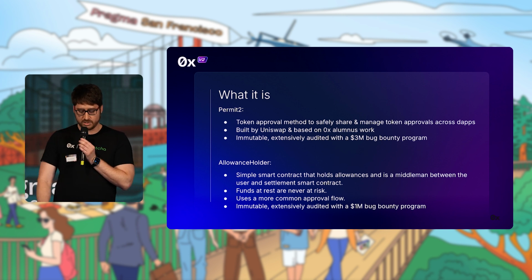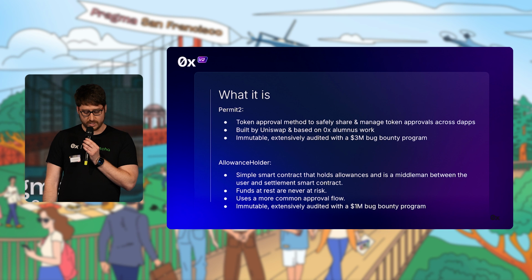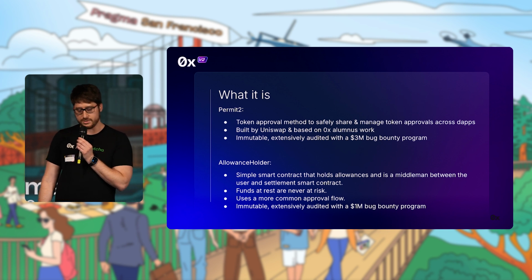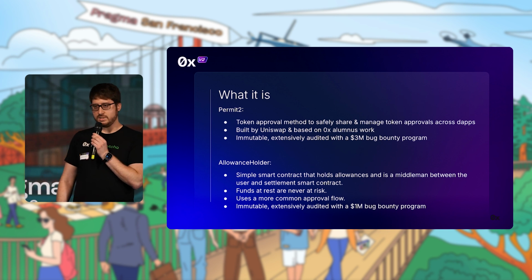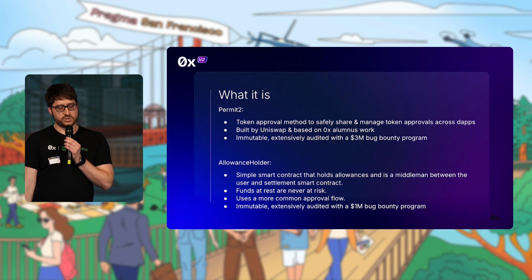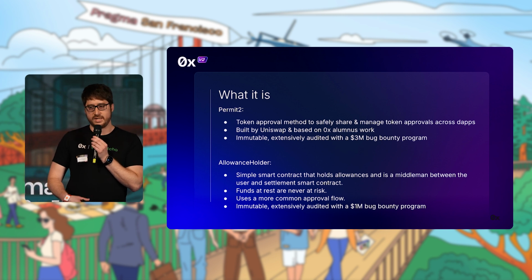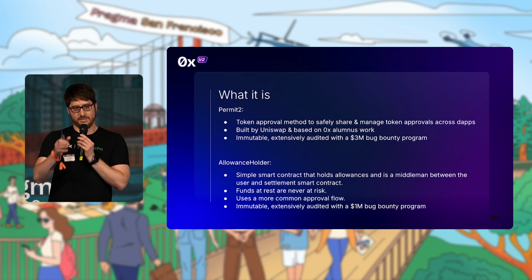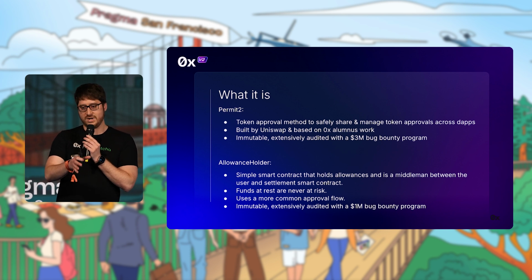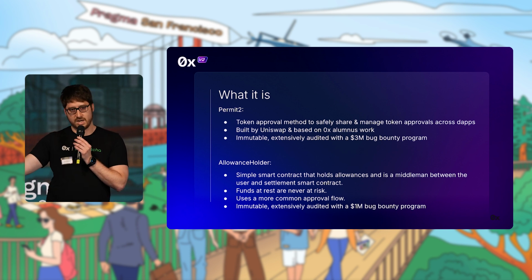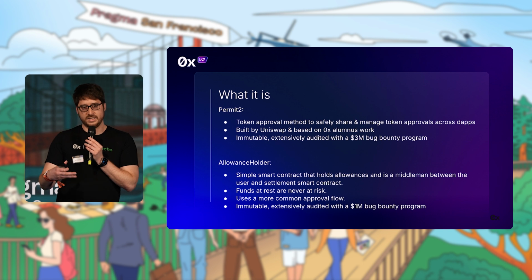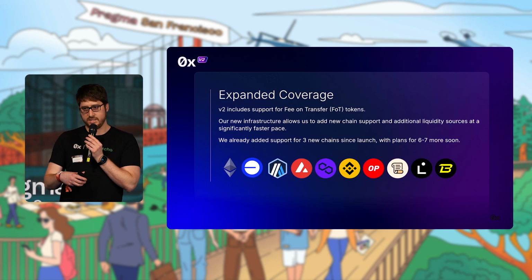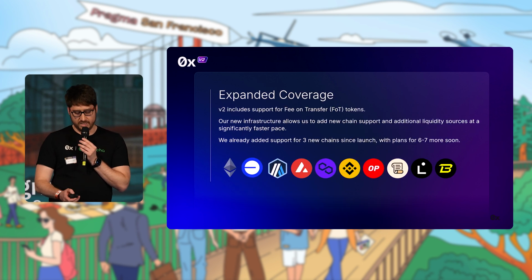I already talked about Permit2 a little bit, running low on time, so I'm going to try to speed through. Allowance Holder is an intermediate contract, which you set your allowance to. Because it's like a middleman holding the allowance and you're not interacting with the actual Settler contract, this creates a barrier so that your funds at rest will never be at risk.